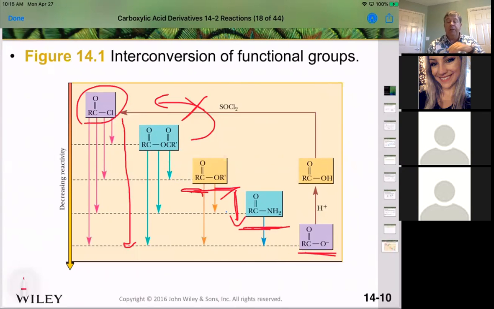And once you have an amide, it's really, really stable, and so you can't even exchange it with other amines. So the only thing you can do for it is use base to hydrolyze it down to your carboxylic acid salt.